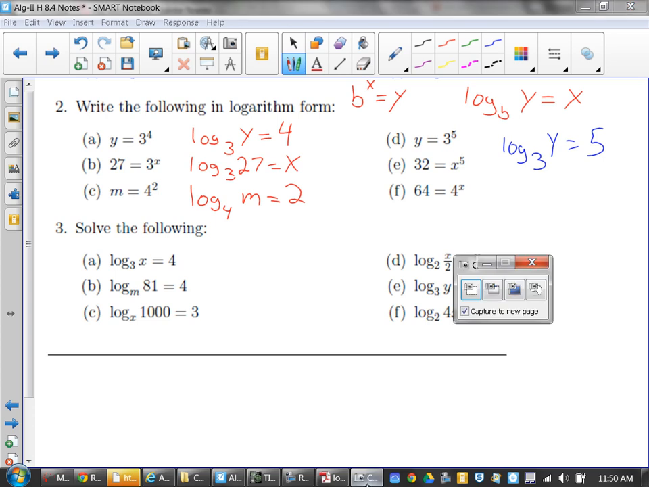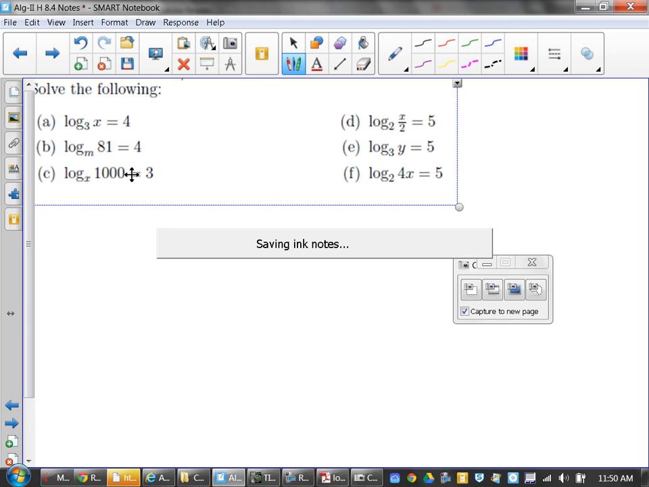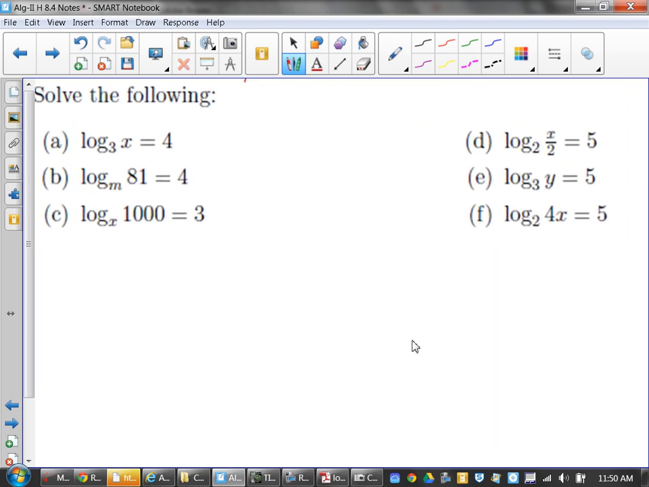Log base 3 of x is 4. 3 to the 4th is x. Very good. We got 81? Yes. Right. Log base m of 81 is 4. It's 3. Log base 3 of 81 is 4. Log base x of 1,000 is 3. That's 10. Very good.